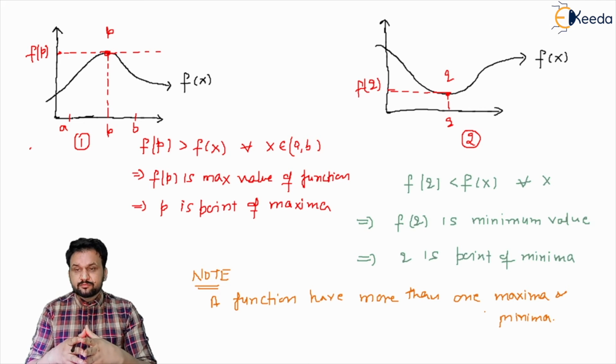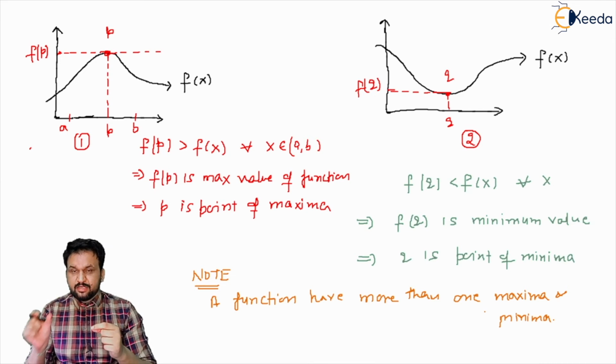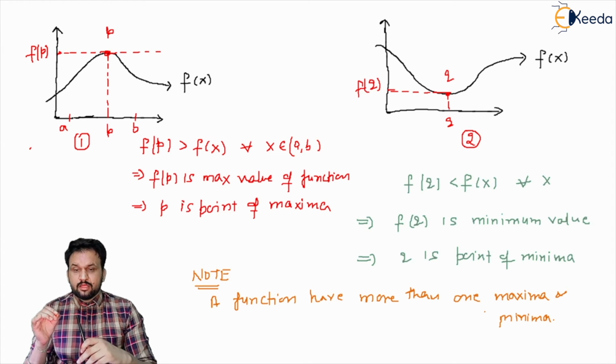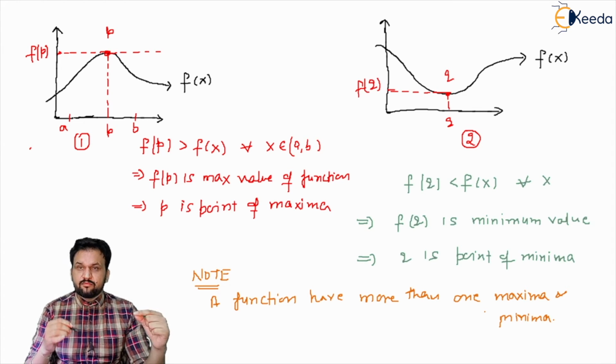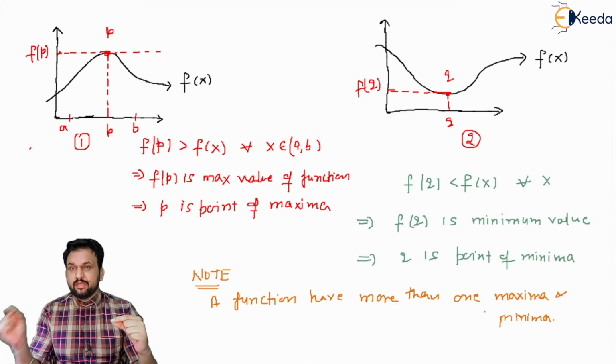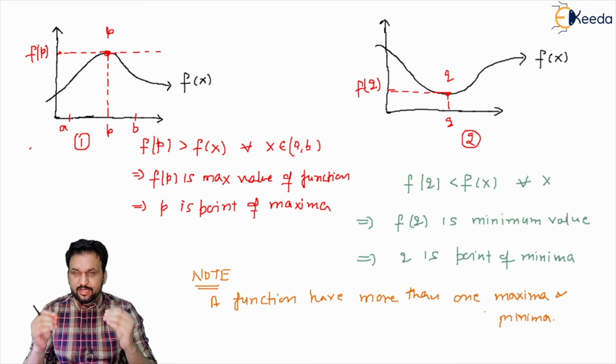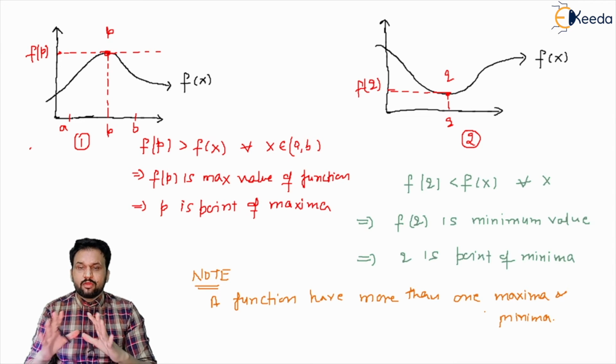n times. Clear? This complete statement is also a question that appeared in the GATE exam. He just asked whether a function's maxima and minima occur one time, two times, infinite times, or n times. You could not say infinite times. It is more than one, but up to n times, like some finite value. So a function has more than one maxima and minima.